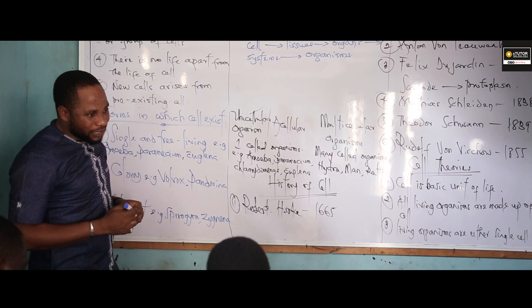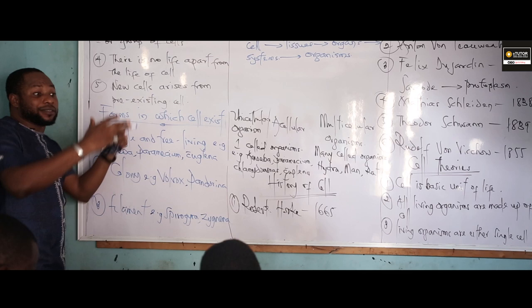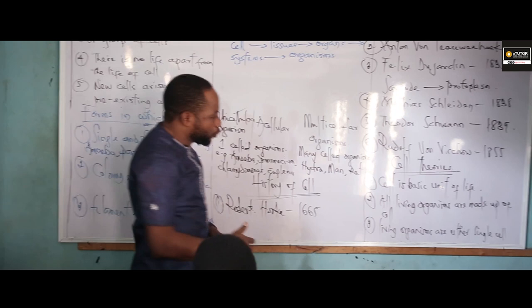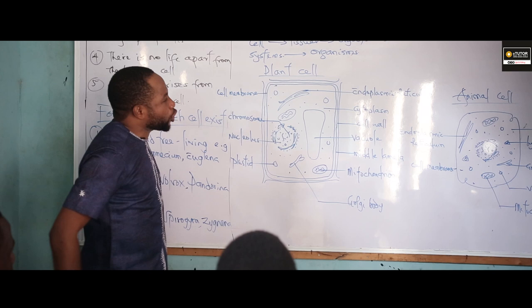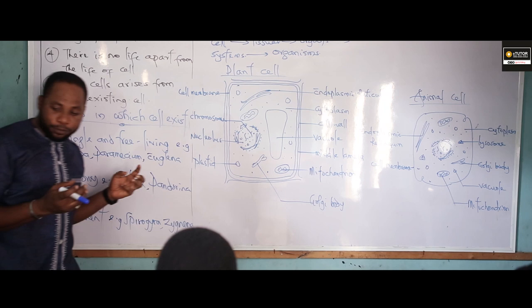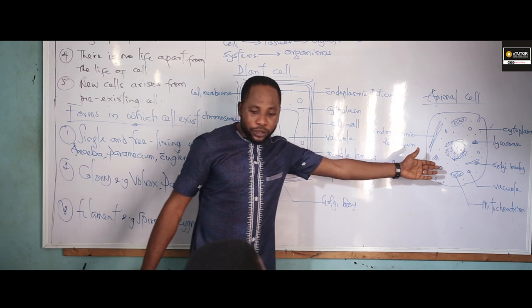After this, we are going to look at the structure of both the plant cell and the animal cell. We look at the structure, and we compare both together. We look at the similarities and differences between them. This is the structure of a plant cell, and this is the structure of an animal cell.